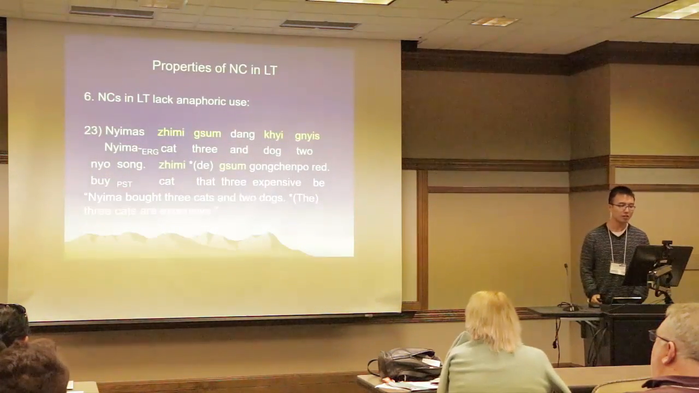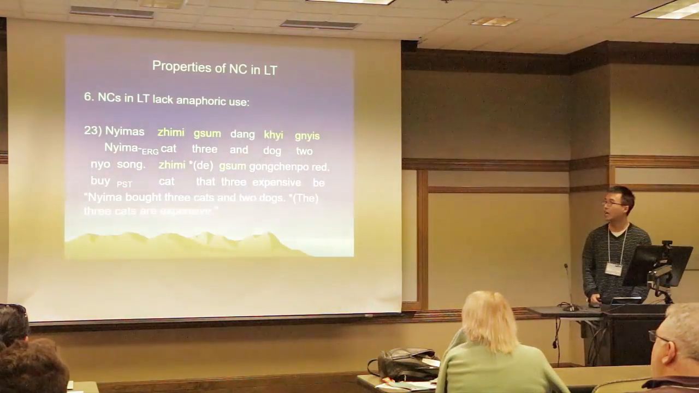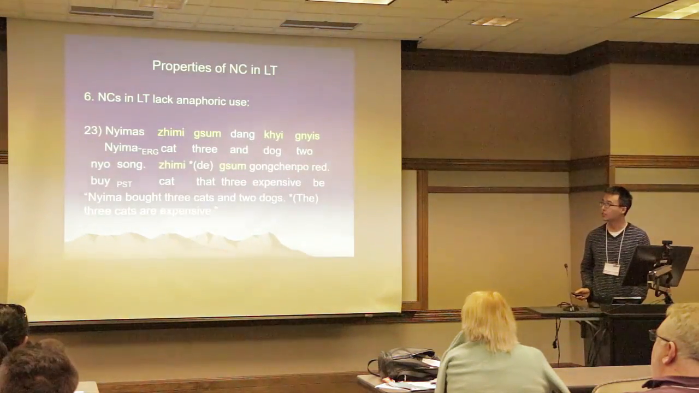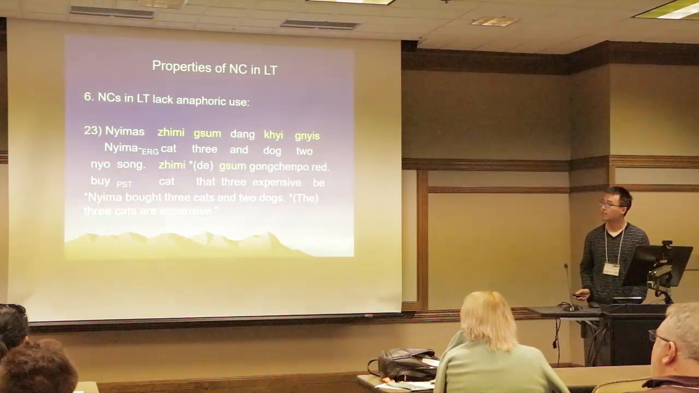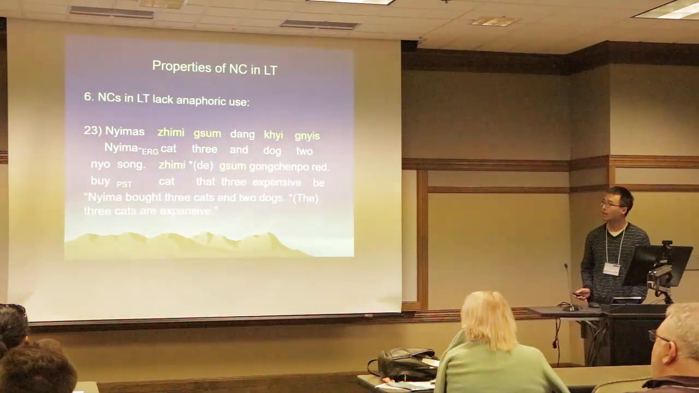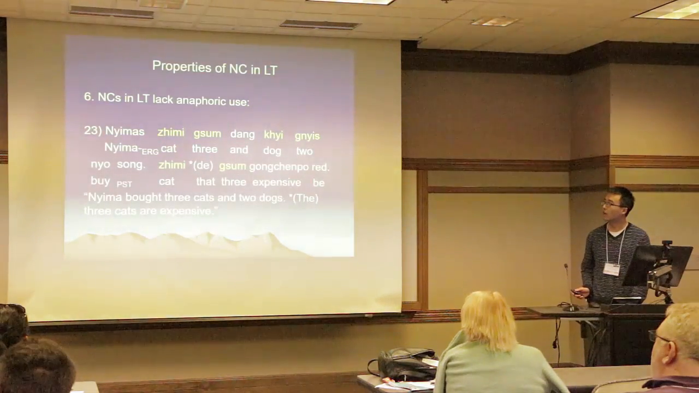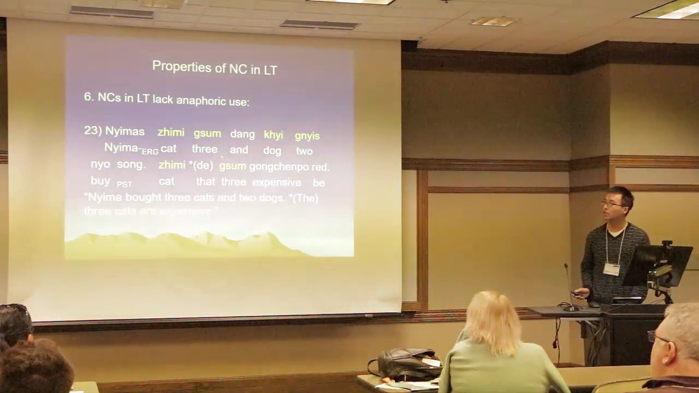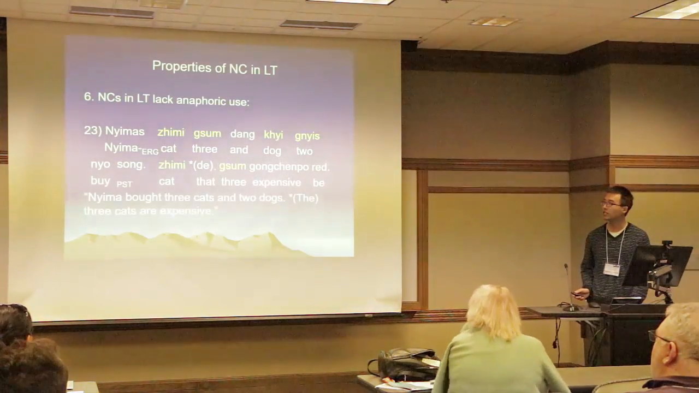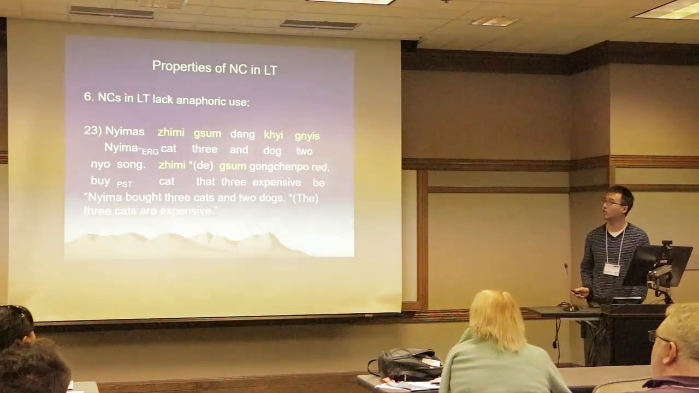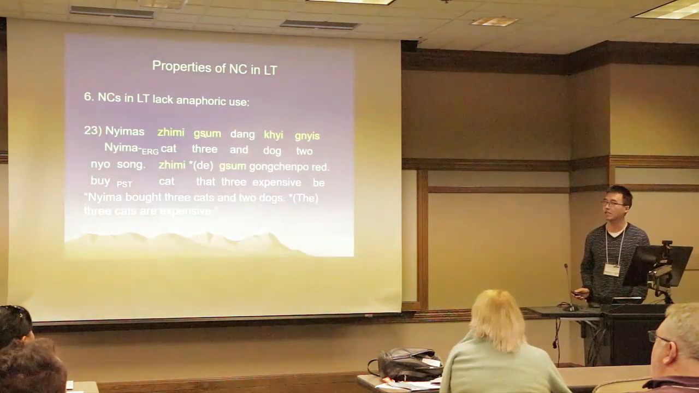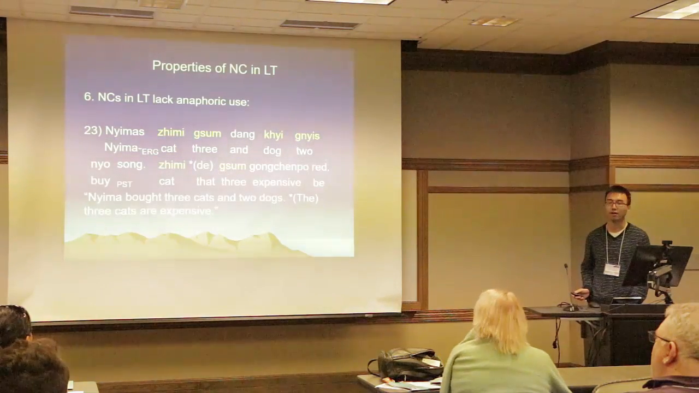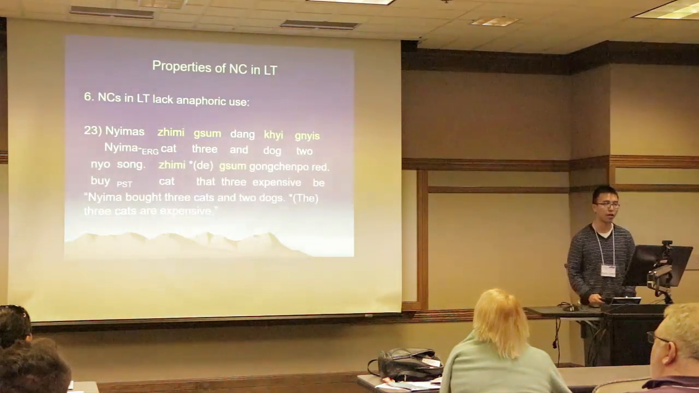Sixth, numeral constructions in Lhasa Tibetan lack anaphoric use. For example, if you want to say, Nima bought 3 cats and 2 dogs. The 3 cats are expensive. So here, 3 cats is shimisum, and 2 dogs is kini. And here, shimisum without te cannot refer back to the shimisum in the preceding sentence. So we need to have one demonstrative element te here to be able to be anaphoric.